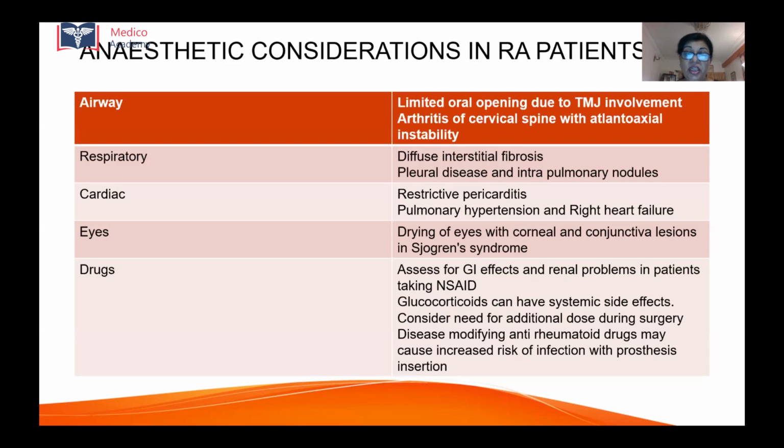Drugs: assess the GI effects and renal problems in patients taking NSAIDs. Glucocorticoids can have systemic side effects. Consider the need for an additional dose during surgery, and disease-modifying anti-rheumatoid drugs may cause increased risk of infection with prosthesis insertion.